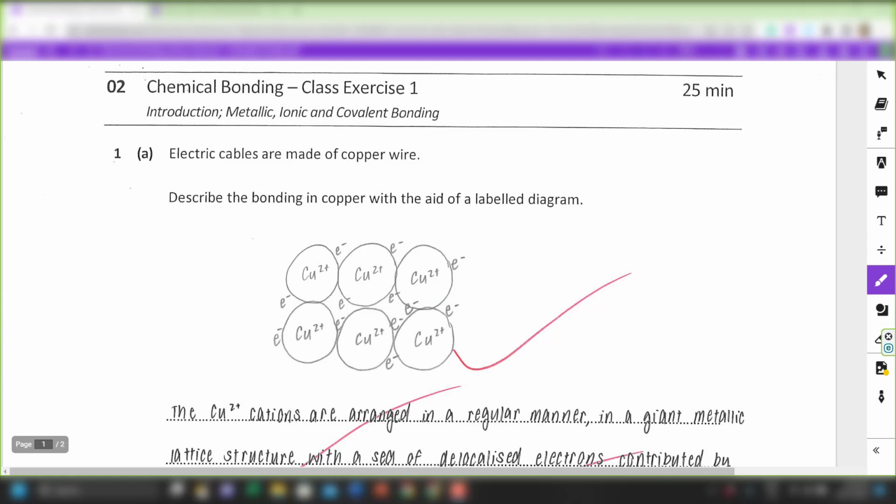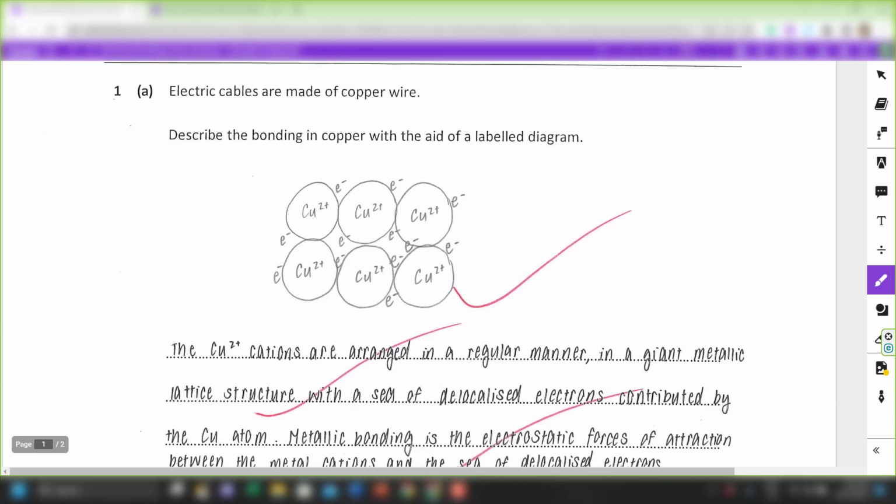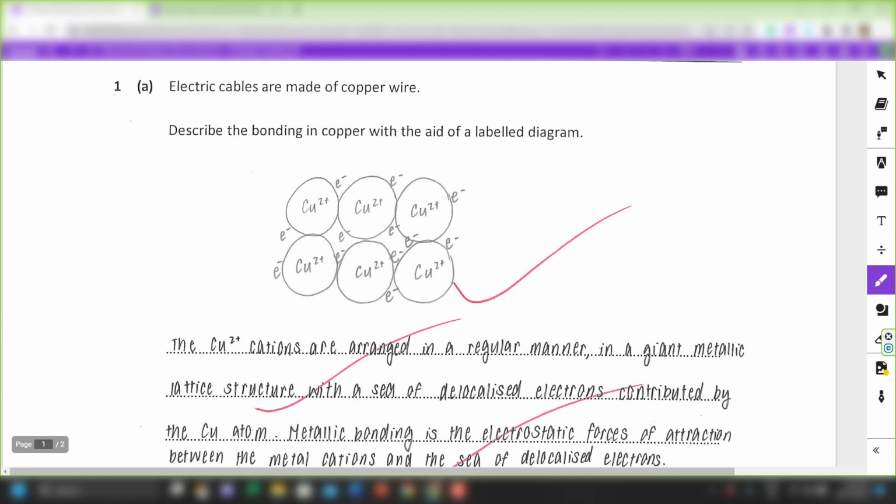Alright students, I'm going to review in-class exercise 1. I will review with most of you in class, but in case some of you might not have caught all the explanation, this might be a good juncture to review some of it. For question 1a, you have electrical cables made out of copper wires.